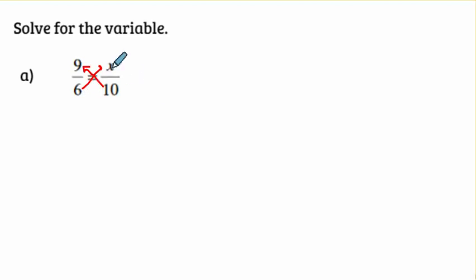When I cross multiply 6 times x, I can write 6x. I have an equal sign here. 10 times 9 is 90. And then this is just a one-step equation. So in order to get rid of this 6 that's being multiplied, I would divide.